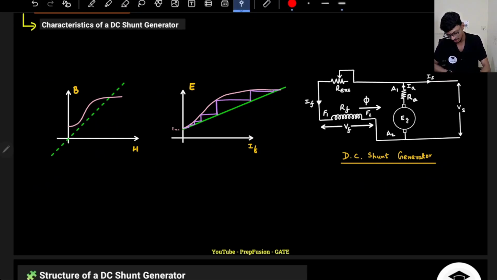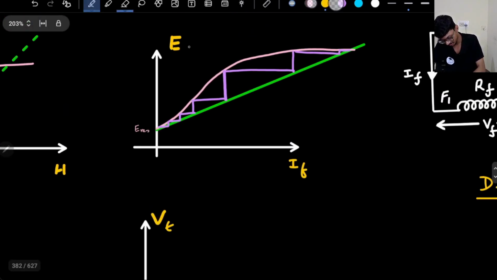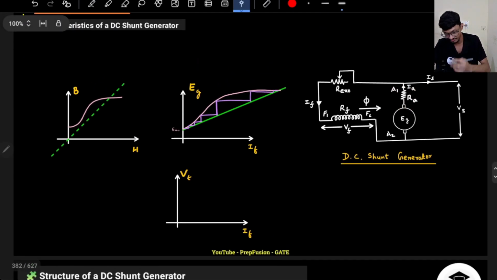If I want to discuss the terminal voltage instead of Eg, it will just be the extra additional drop of IaRa. So the graph will further shift down by IaRa. Nothing else will change.